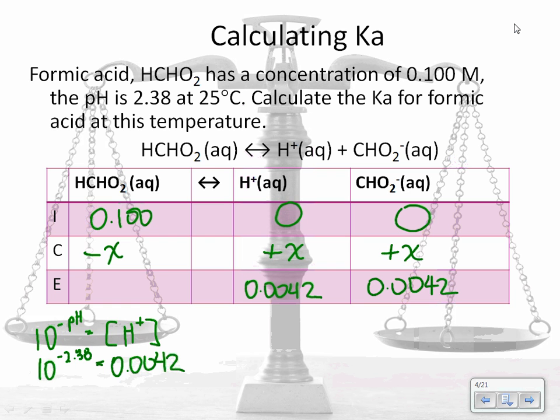Now, if I know that X is 0.0042 molar, I can do my equilibrium expression for the formic acid. 0.100 minus 0.0042. So my final equilibrium of my acid there is 0.10. Oh, that's wrong. Sorry, I made a mistake on my calculation there. It's 0.0958.